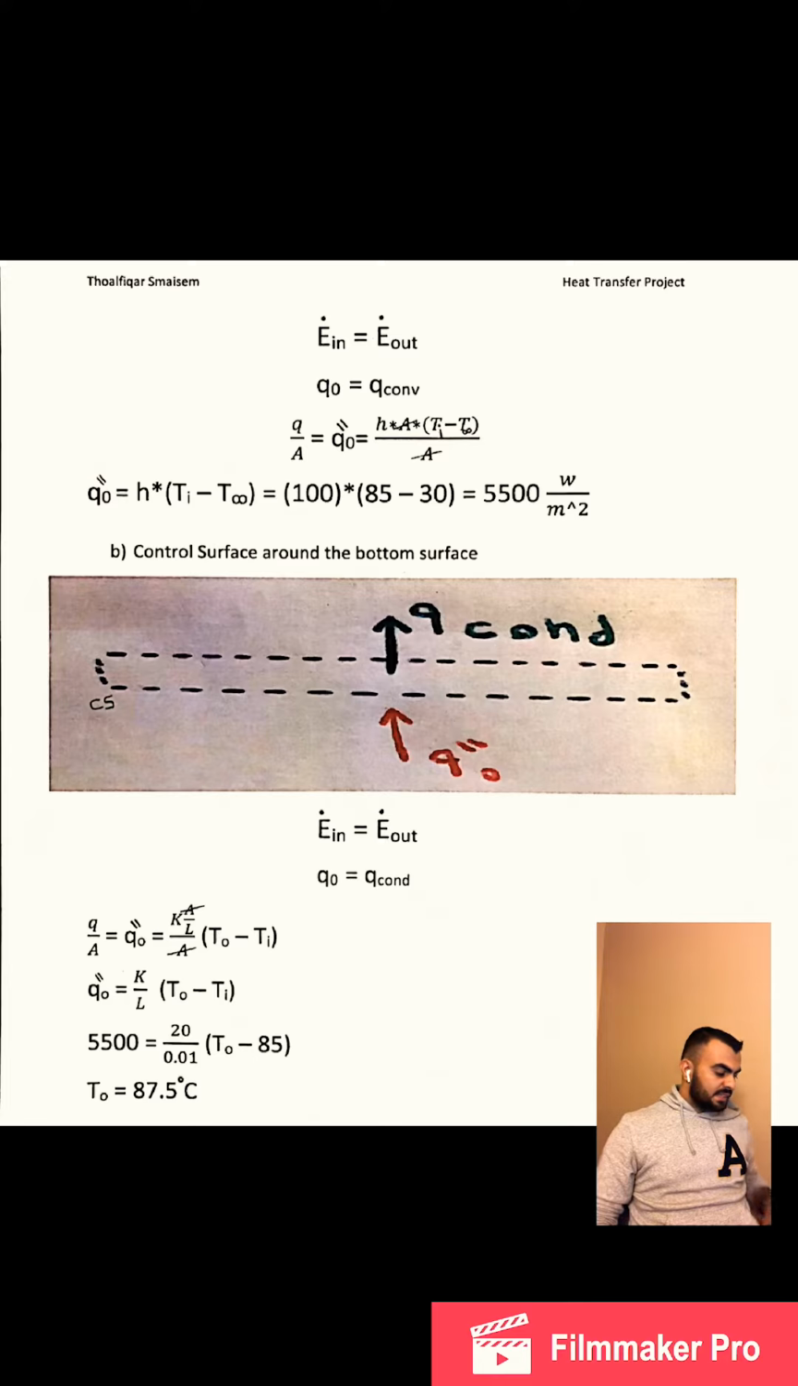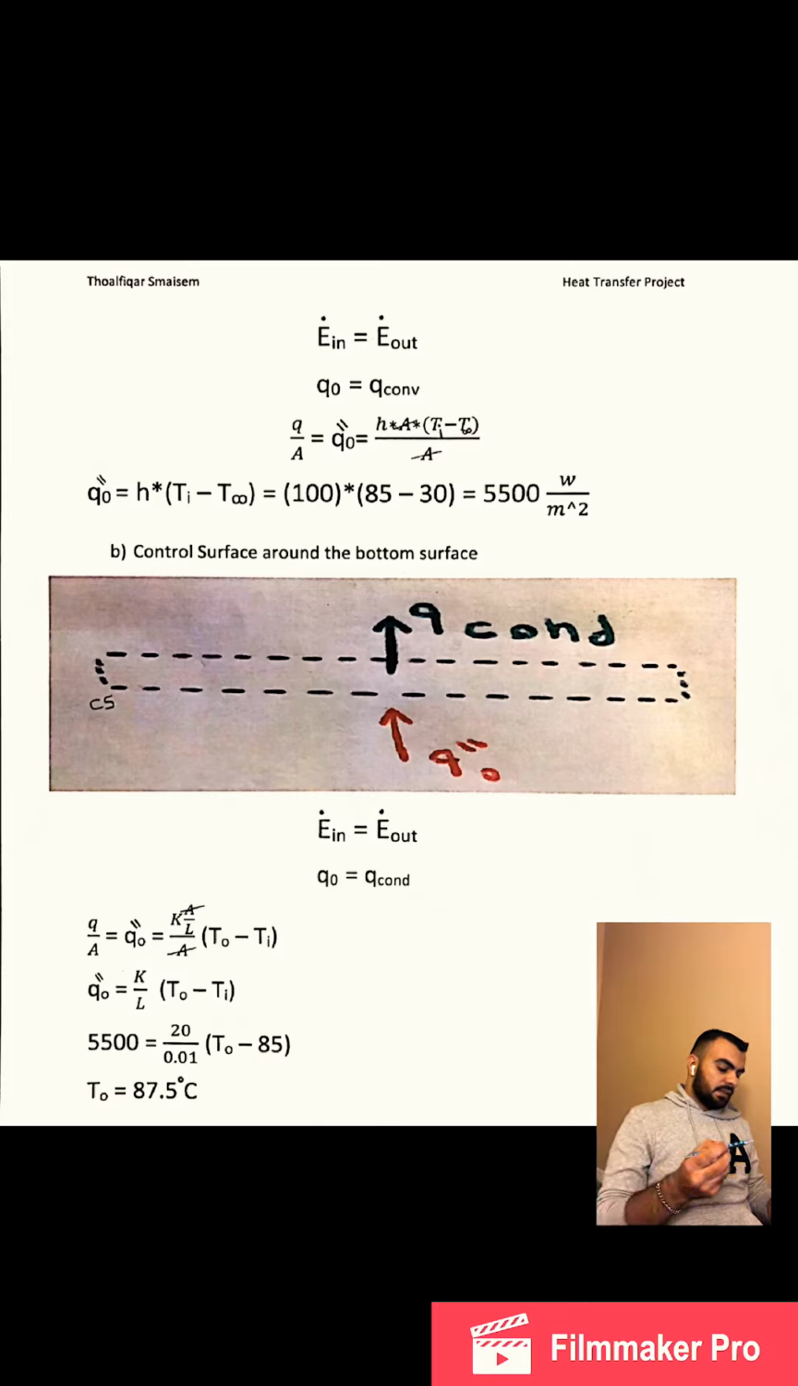For the second part, we are asked to find the temperature of the surface next to the heater. So how can we do that? We can do that honestly in two different ways. By taking a very tiny control surface at the bottom of the duct, or we also can take the control volume in the upper part of the duct. But what I'm going to do is a control surface around the bottom surface.